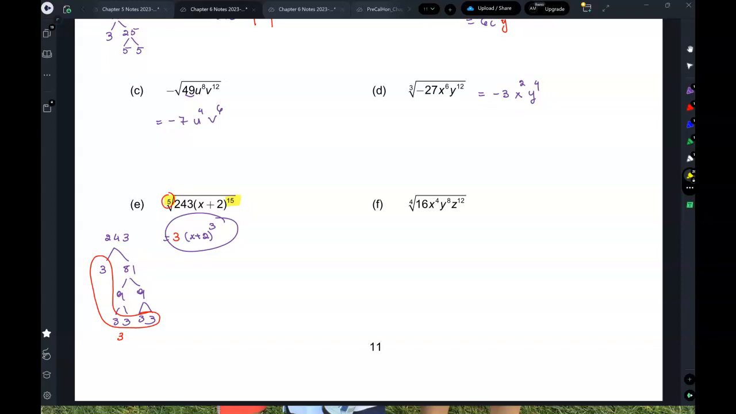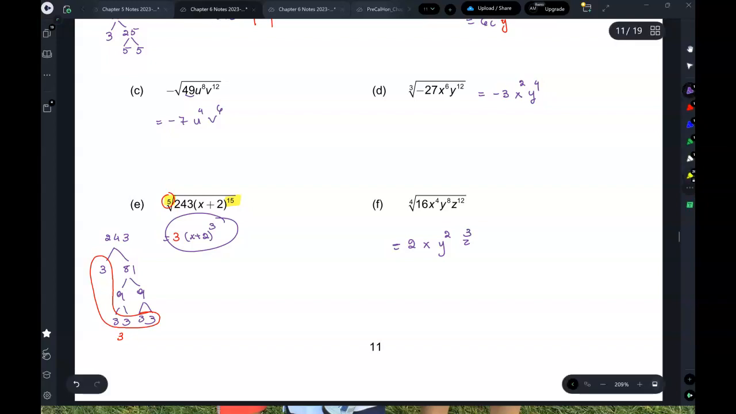Okay? Here, fourth root of 16. What is that? 2. X to the what? 1. Y to the 2. Z to the 3.